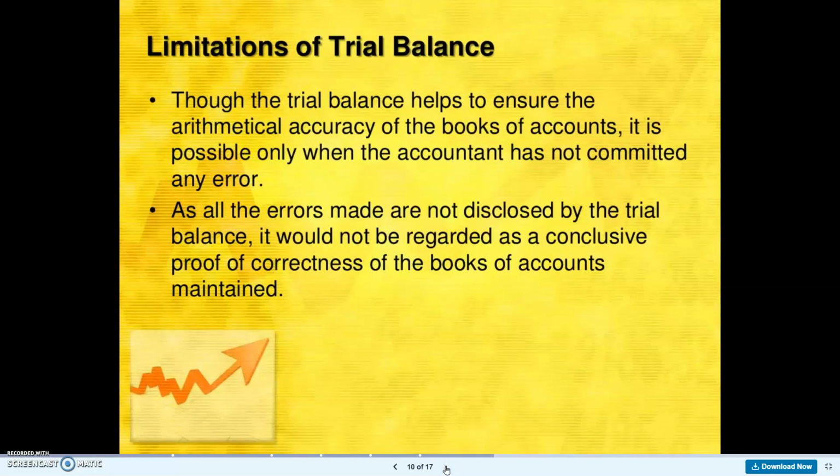Limitation of trial balance. Though the trial balance helps to ensure the arithmetical accuracy of the books of accounts, it is possible only when the accountant has not committed any error. As all the errors made are not disclosed by the trial balance, it would not be regarded as conclusive proof of the correctness of the books of account maintained.